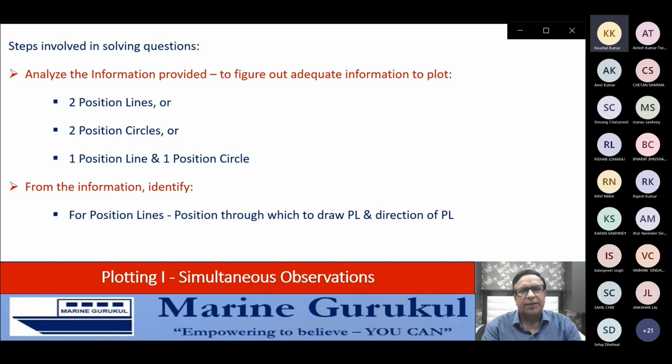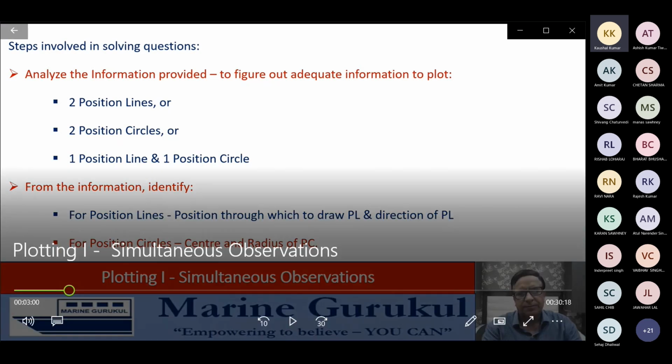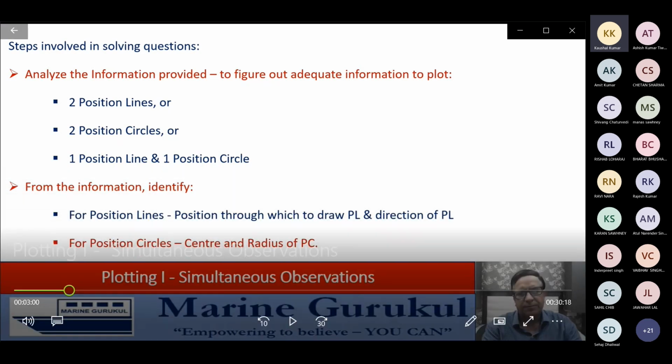From the information that we obtain, for position lines, what is significant is that we'll have to identify a position through which to draw the position line, irrespective of whether it's a terrestrial PL or a celestial PL. We'll have to identify a position through which to draw the PL and the direction of the PL. For position circles, we'll have to identify the center of the position circle and the radius of the position circle. Now, beta, you see the methods which we have done: Marcq St Hilaire, long by chronometer, intercept, ex-meridian, and Polaris.